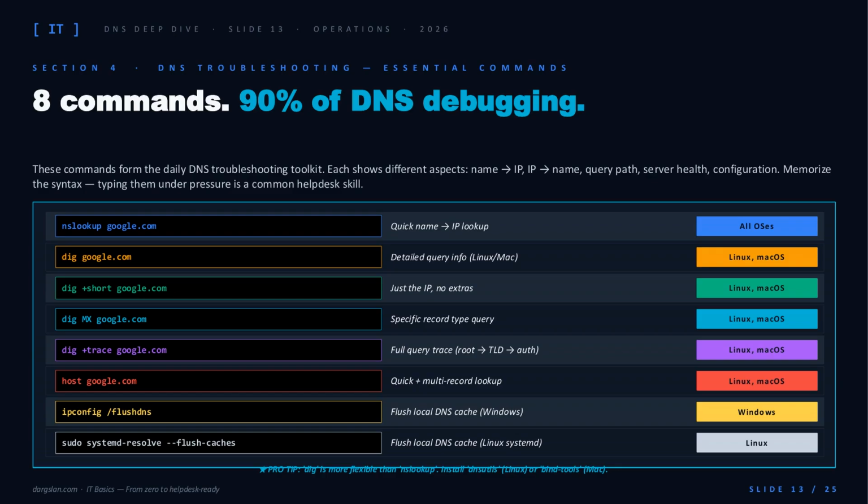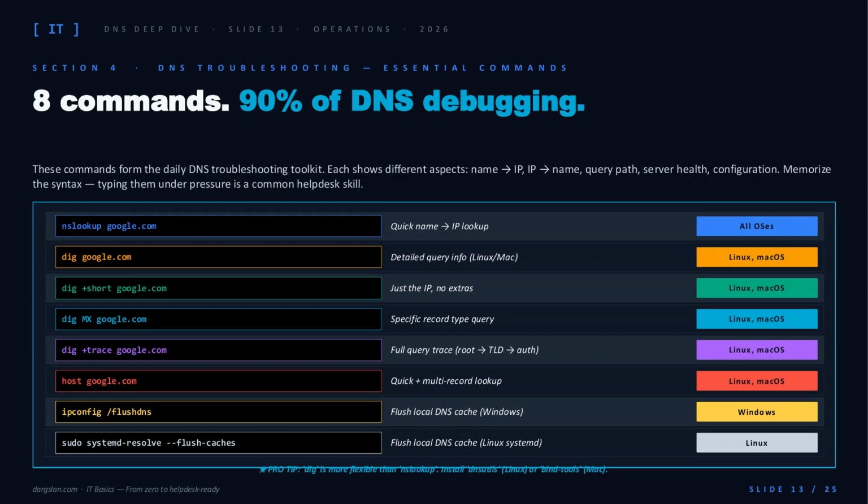nslookup works everywhere and gives you a quick name to IP, but dig is the senior engineer's tool. dig +short for just the IP. dig MX for mail records, and dig +trace to literally watch the query walk from root to TLD to authoritative server. Memorize this syntax. When a ticket lands and the user is waiting, you won't have time to Google it.